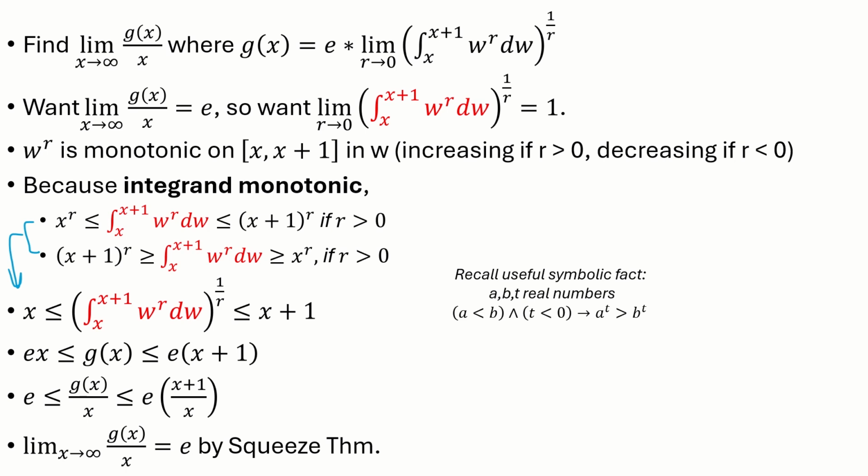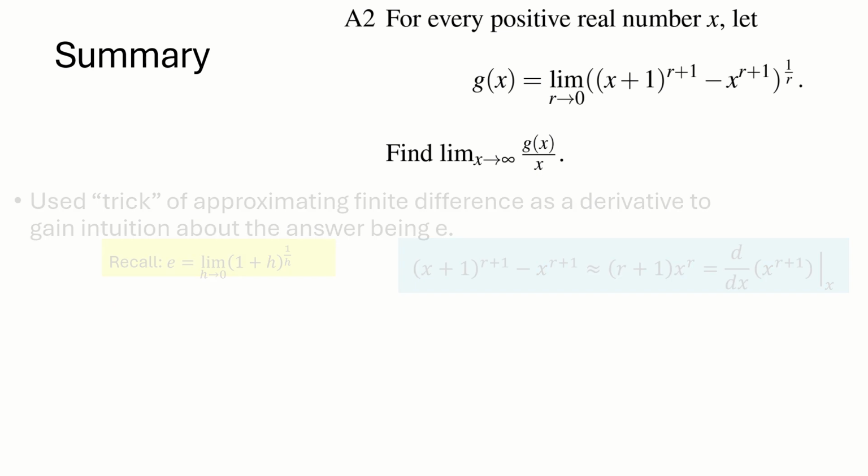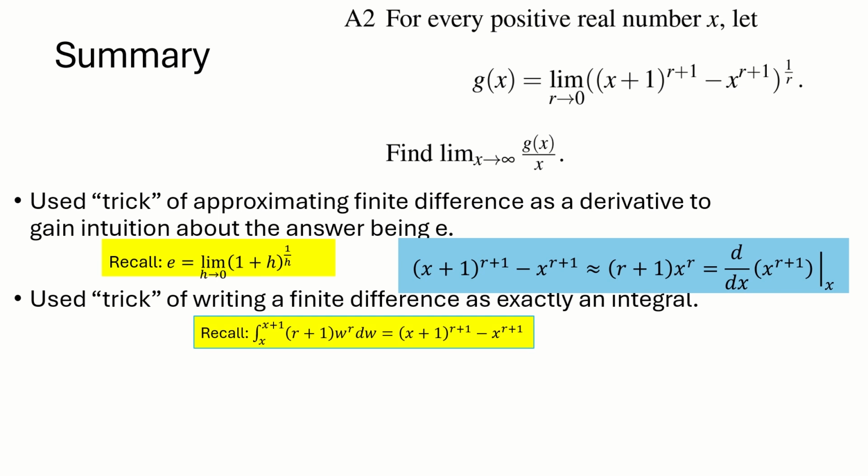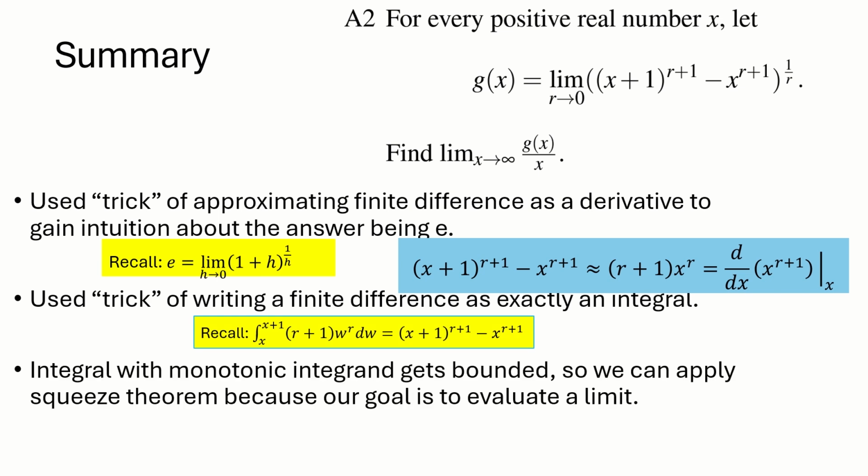To summarize, we first used our intuition to say that e should be involved, and further that our answer should be e. Then we recognized an integral with monotonic integrand, which is especially nice because we can bound it, which is useful because we're ultimately trying to find a limit, and bounding lets us apply the squeeze theorem.